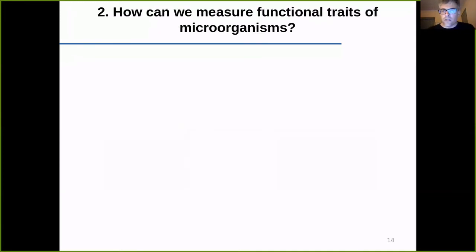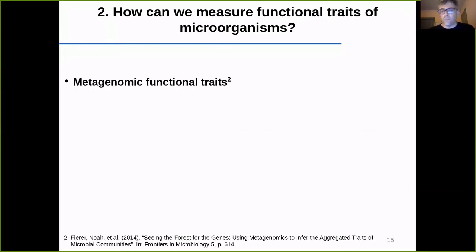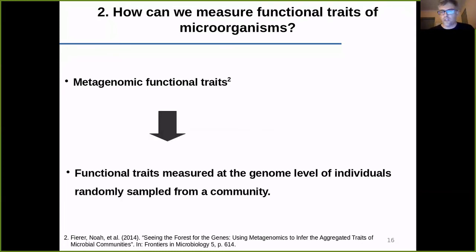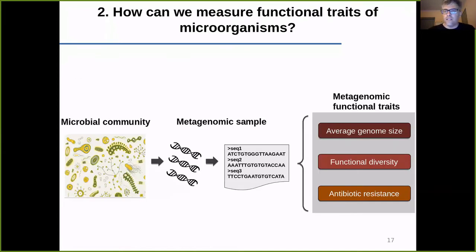So this takes me to the second part of the presentation, and that is, how can we measure functional traits of microorganisms? And what we can do is compute metagenomic functional traits. These are functional traits that are measured at the genome level of individuals that are randomly sampled from a community. Essentially, this is functional traits at the metagenome level. And there are several highly informative metagenomic traits that can be easily computed.